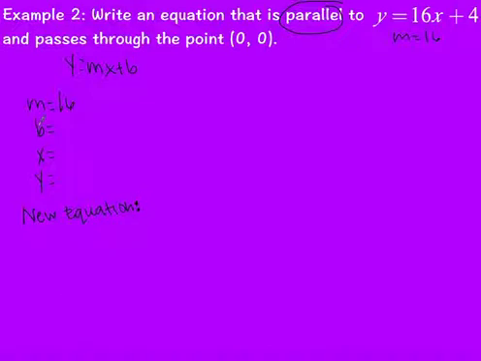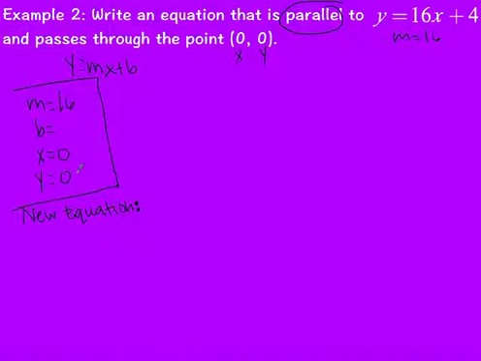So I'm going to have to figure out what the b is equal to, so I can skip that part for right now. And I can fill in my x and y because it gives me a point. And I know that anytime it gives me a point, it always gives me an x value and a y value, with x being the first number in my point and y being the second number. So in this case, it's going to be 0 and 0.